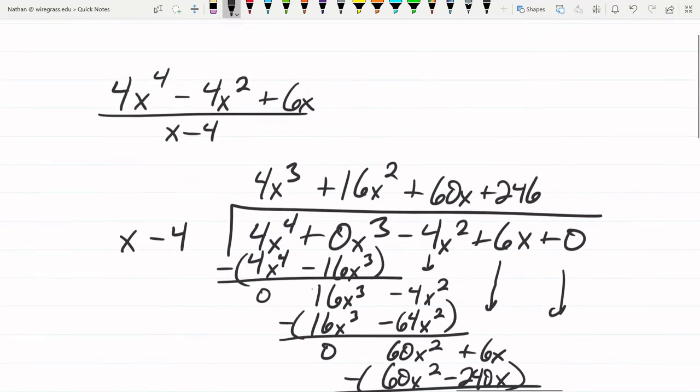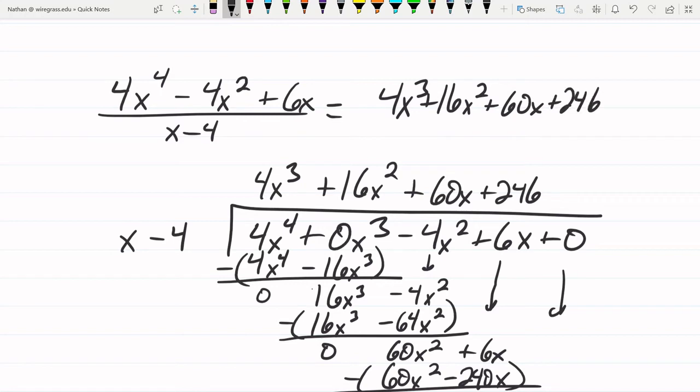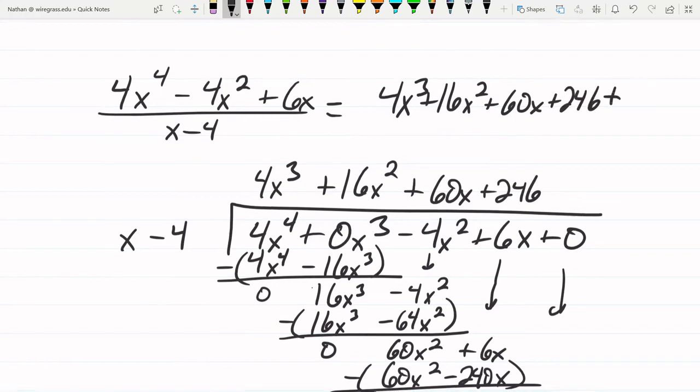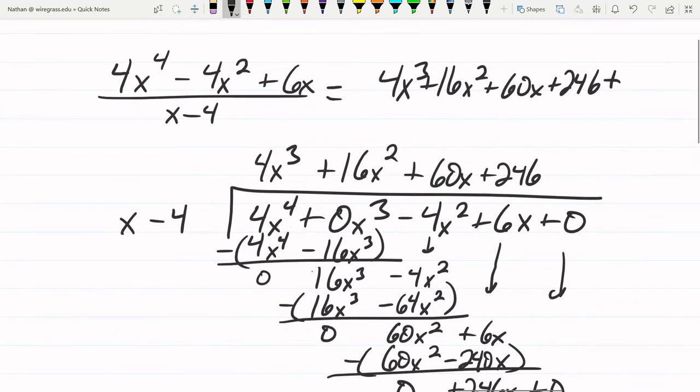And our answer is going to be 4x cubed plus 16x squared plus 60x plus 246 plus the remainder, which was 984, over the divisor, which is x minus 4.